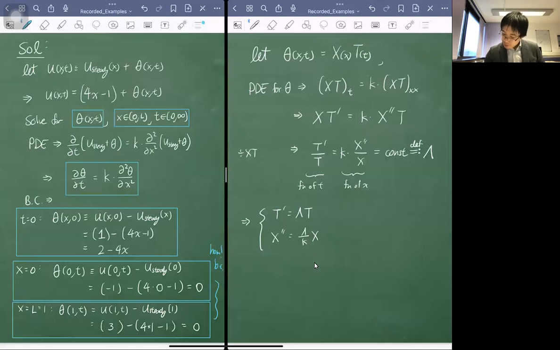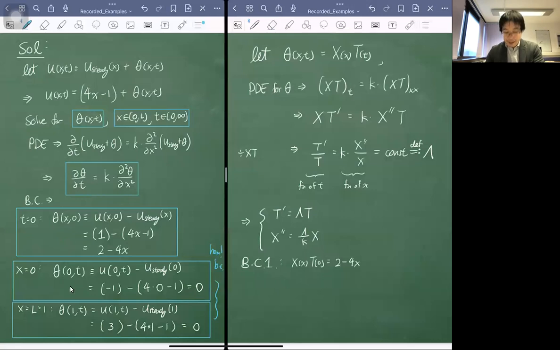Now also the boundary conditions. The boundary conditions will now be changed as well. So let's look at this first for X. Let's do them one by one. Boundary condition 1, we'll start with this, is X(x) T(0) equals 2 minus 4x. Okay, fine. All right, good.